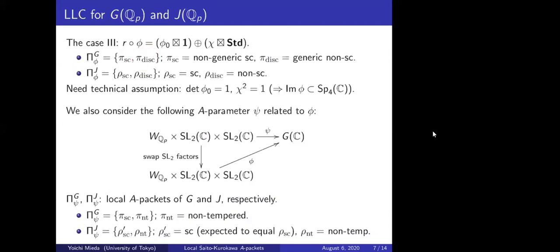On the other hand, the A-packet for J consists of two elements. One is supercuspidal and one is non-tempered. And this pi sc prime is strongly expected to be equal to this pi sc, but I don't need this fact. And as I mentioned, pi nt is a non-tempered representation. So this is the setting.